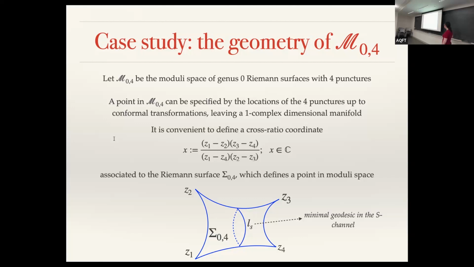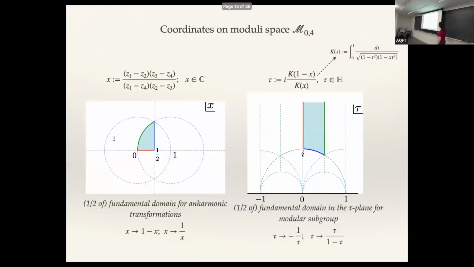And once you have a particular instance of sigma 04, then there's a unique geodesic which separates Z1 and Z2 from Z3 and Z4, which is the minimal geodesic encircling two of these points. If this geodesic encircles Z1 and Z2, it's known as the S channel in physics. So there's a unique minimal geodesic in the S channel. And we'll come back to that in a bit.